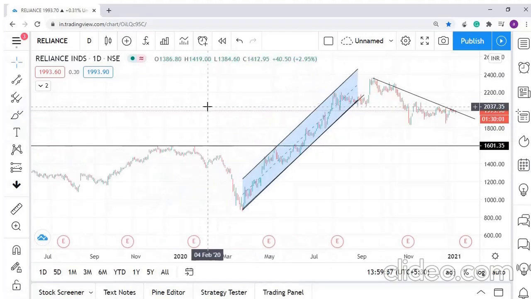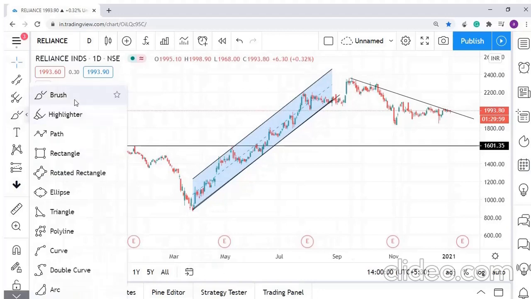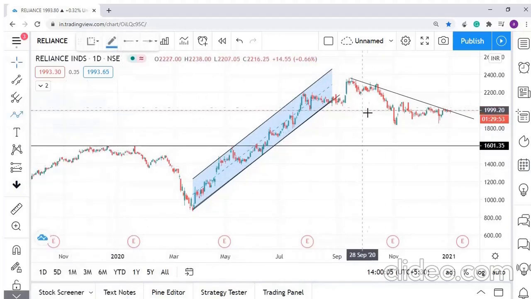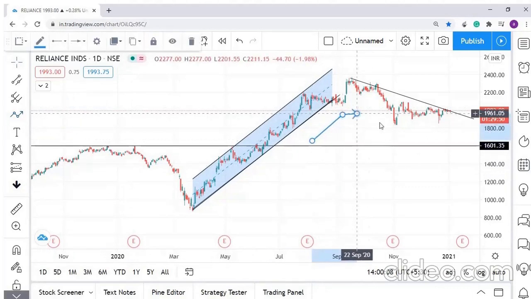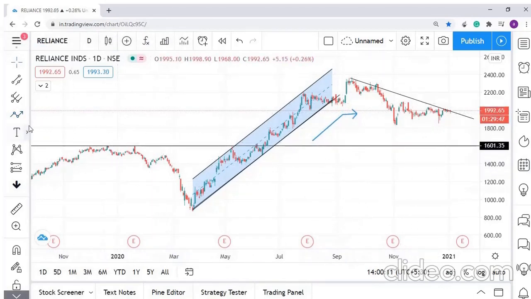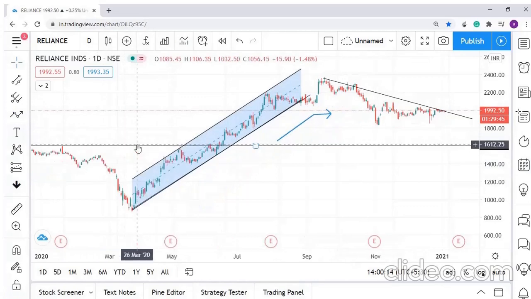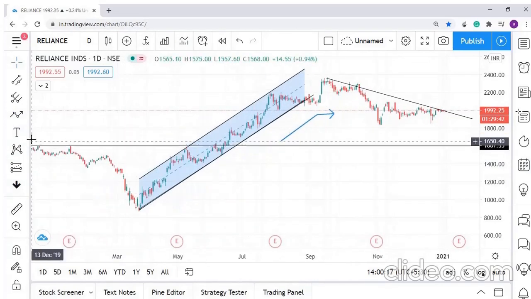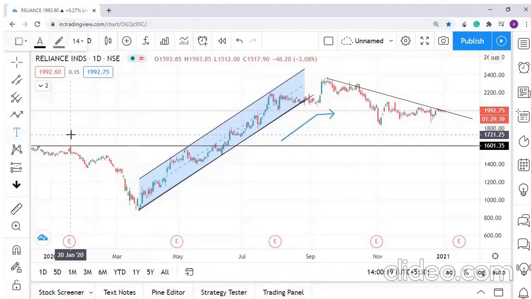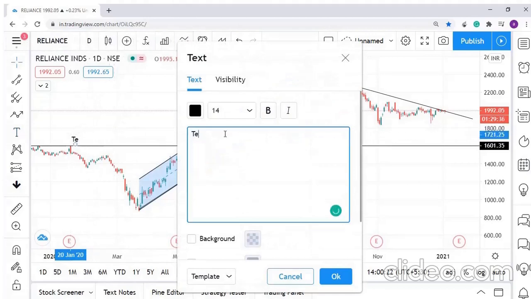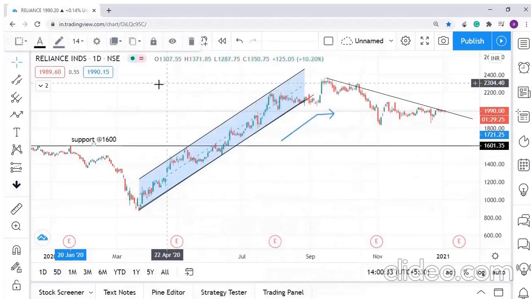Okay, so then we have a few drawing tools here. Brush, highlighter, you all know. Path is basically just some arrows you want to draw. Then there is text. Text by name you can guess. You can write here, support at 1600. Okay.